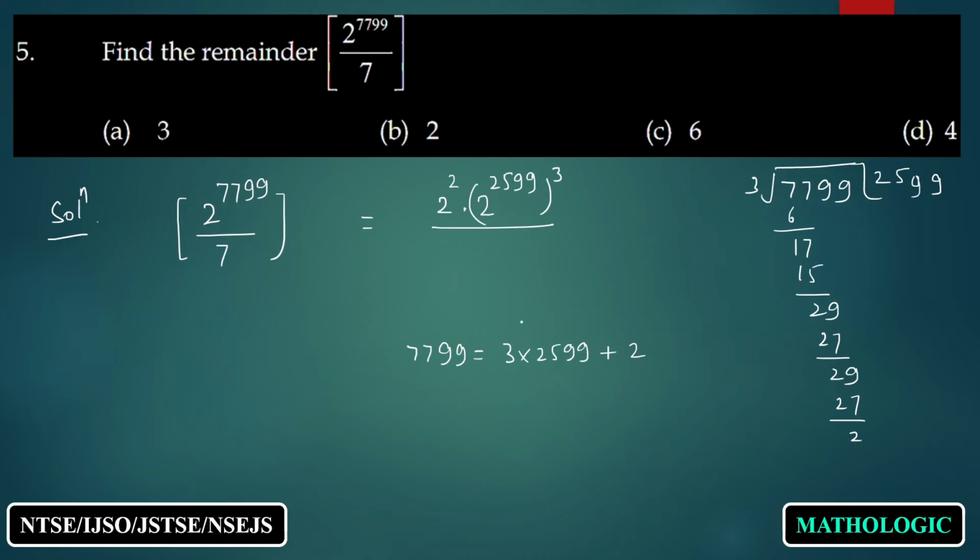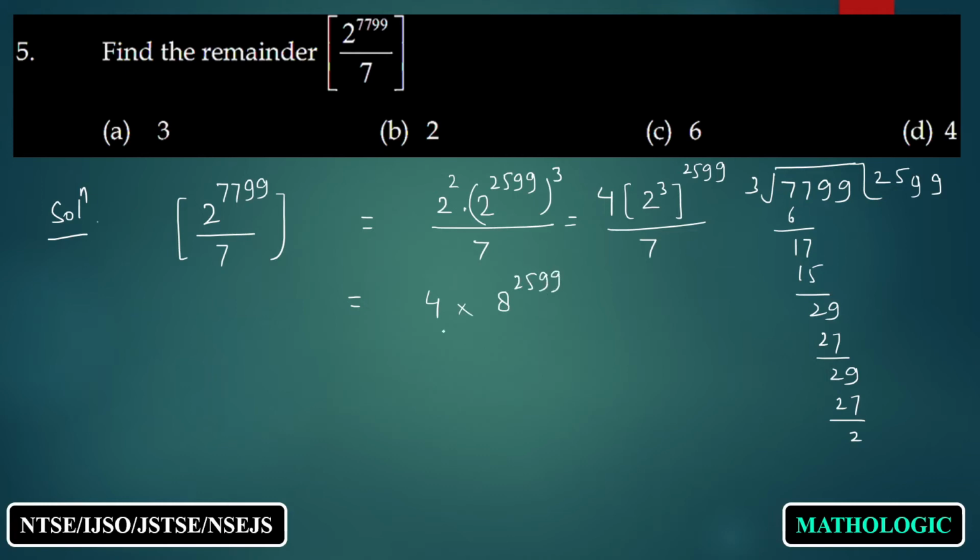So as you know, the laws of exponents say if we have the same base and multiplication, then the powers get added up like this. We have written this expression in this form, and this is divided by 7. Now 2 squared is equal to 4, and the other number we can write as 2 to the power 3 and whole to the power 2599. Just swapping the powers over here, so on solving, we get 4 times 8 to the power 2599 and whole divided by 7.